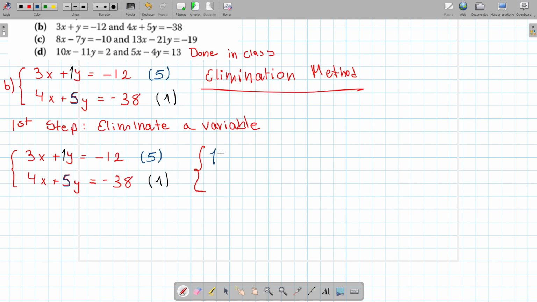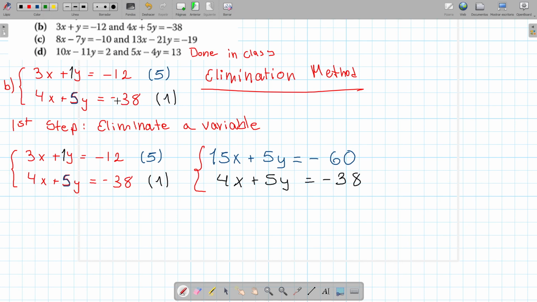5 times 3 is 15x. 5 times 1 is just 5y. And 5 times 12 is just 60. If I multiply everything by 1 down here, what I have is the same: 4x, 5y, minus 38. So the main problem here is that we have the same number, but they have the same sign.